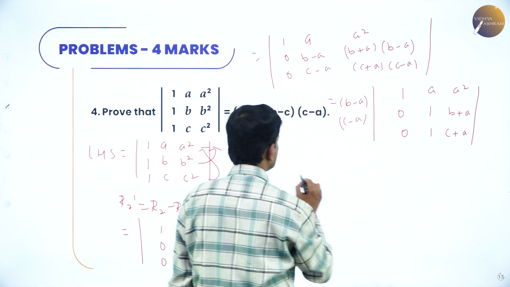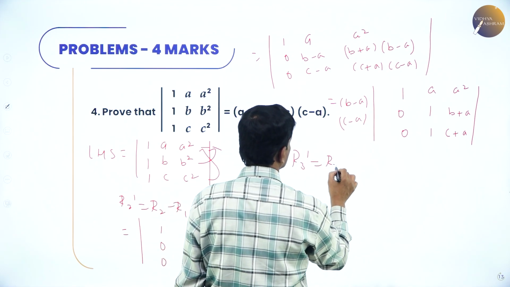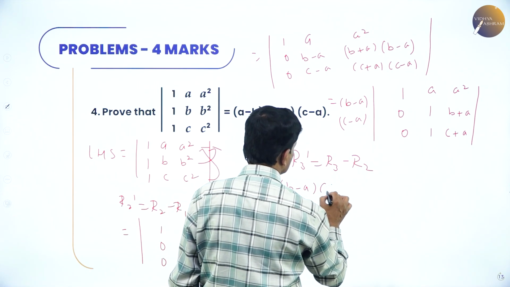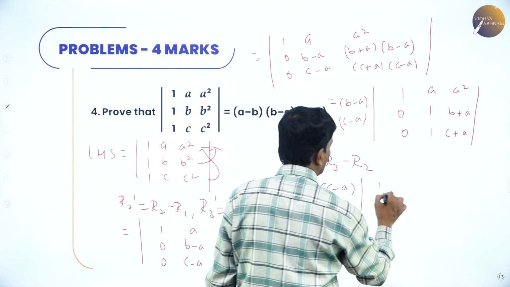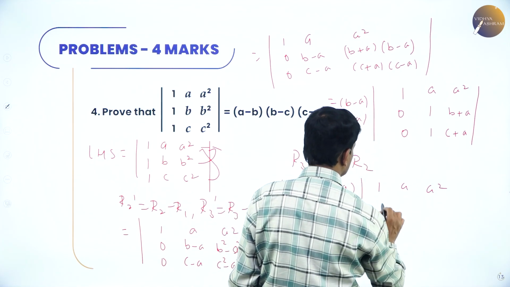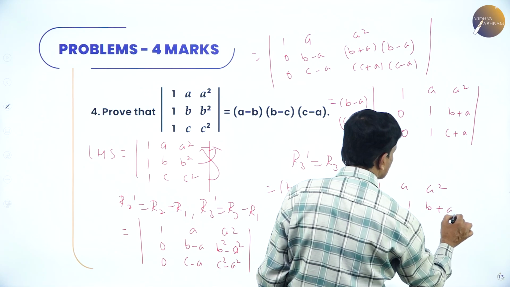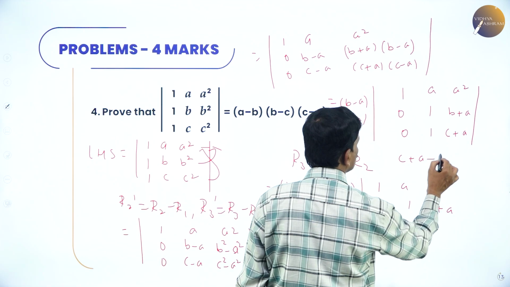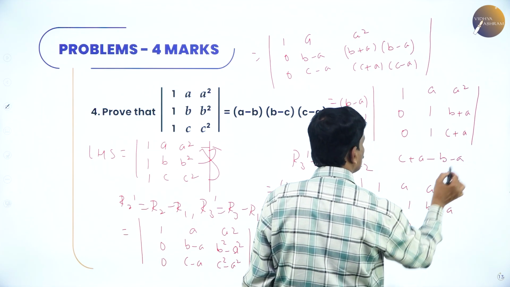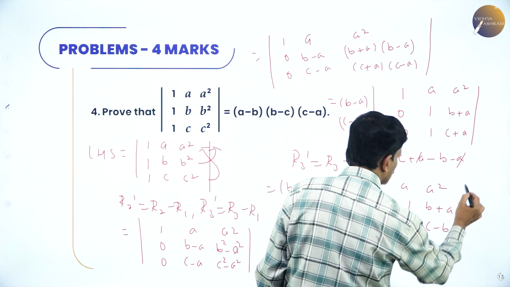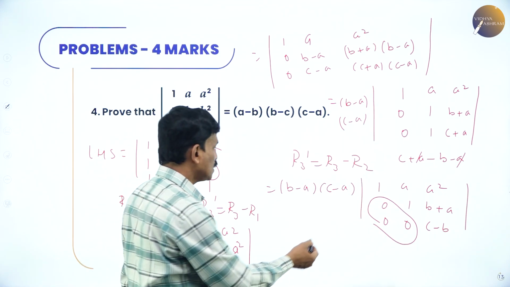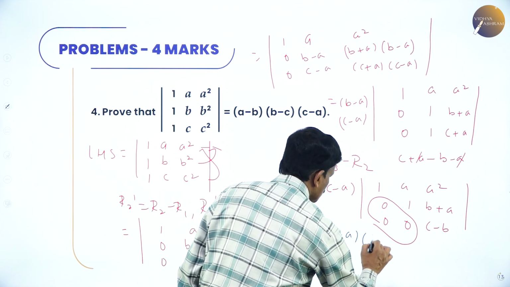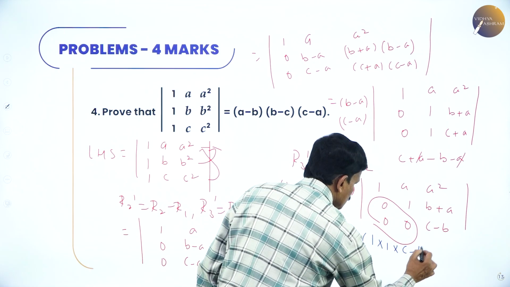Now, convert this 1 as 0. For that, take R3 dash is equal to R3 minus R2. Taking b minus a into c minus a outside, the first row is 1, 1, 1, the second row is 0, 1, b plus a as it is, and the third row is 0 minus 0 is 0, 1 minus 1 is 0, and c plus a minus b minus a. Minus a plus a gets cancelled, so c minus b. Since all the elements below the principal diagonal are zeros, its value is equal to b minus a into c minus a into 1 into 1 into c minus b.